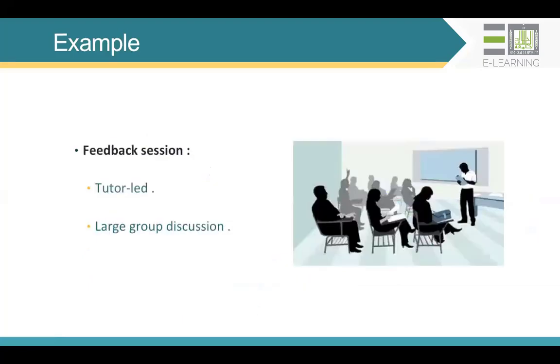So after that, students submit their written report and a reflection sheet to their tutor. And the following week, they have a 1 hour feedback session with their tutor about the case study and also the assigned task. So they have a larger group discussion to discuss the case study and clarify any misconceptions and fill any gap in their understanding.